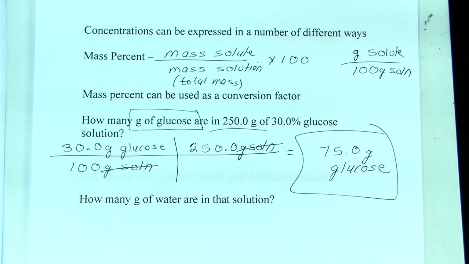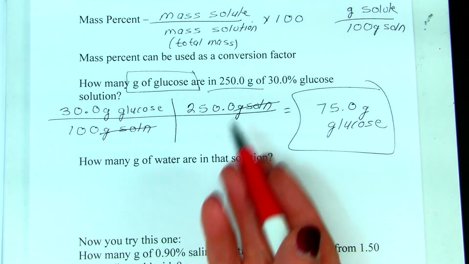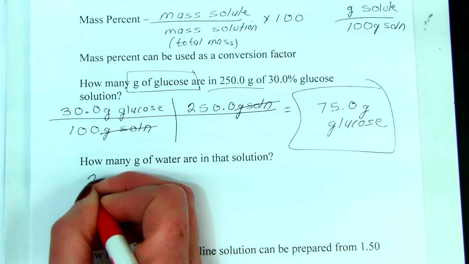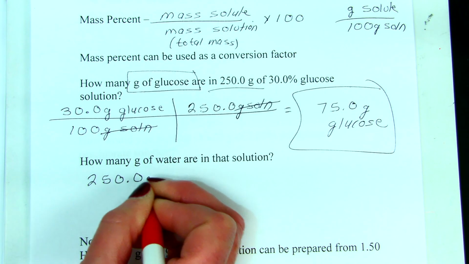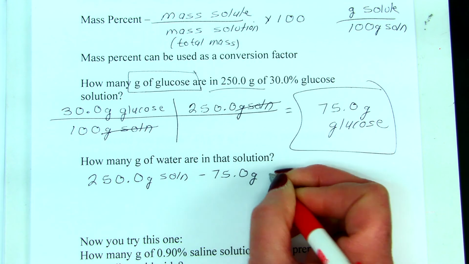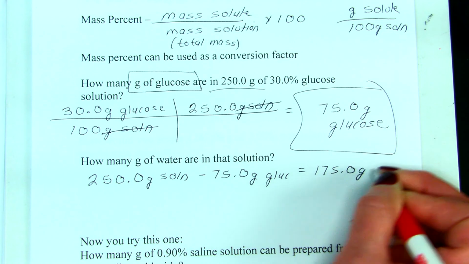Now, here's the thinking part. How many grams of water are in that solution? How can you figure this out? There's a couple of ways. What's the most obvious, quick and dirty way to figure out, if I have 250 grams of solution and 75 grams is glucose, how much water do I have? Subtract, right? So this is the quickest way. 250 grams of solution minus 75 grams of glucose is equal to 175 grams of water.